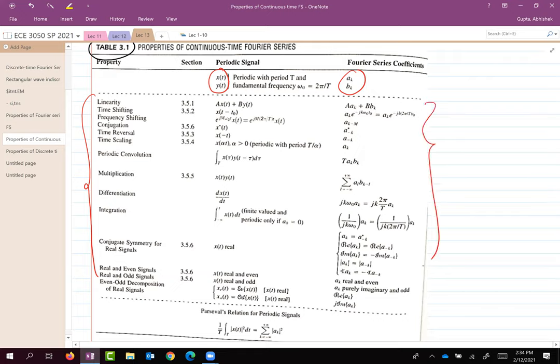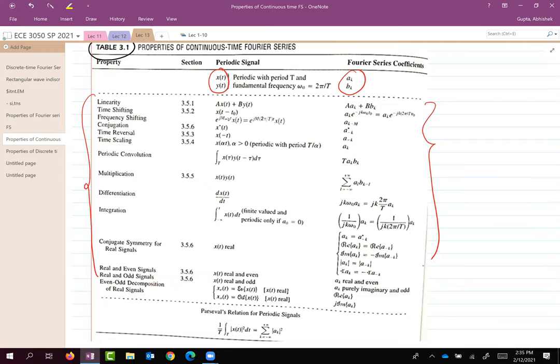And you see the corresponding Fourier series coefficient table on the right side. Okay, so typically in exams, I would provide you with these tables. You don't really have to remember all this stuff, but it's still good to have some knowledge of where the derivation comes from.